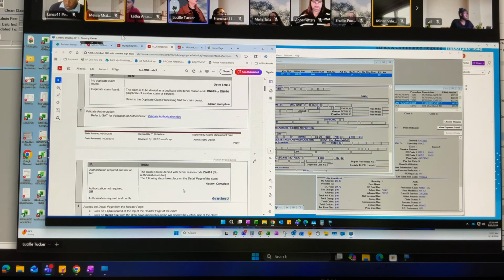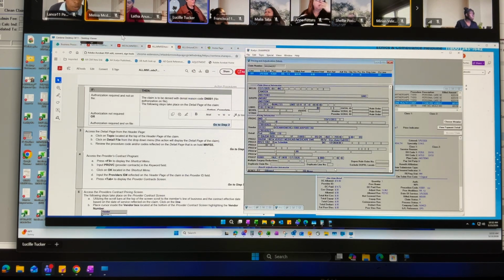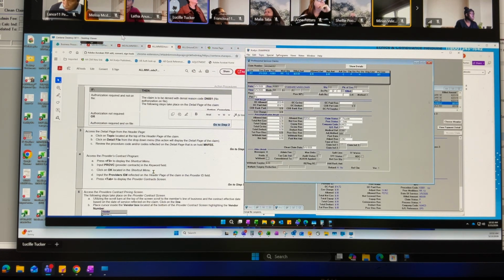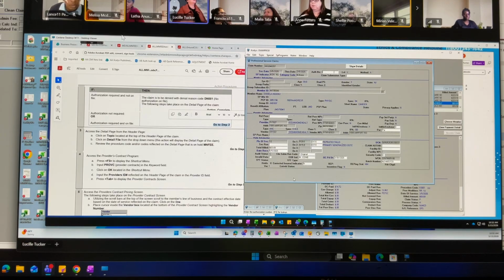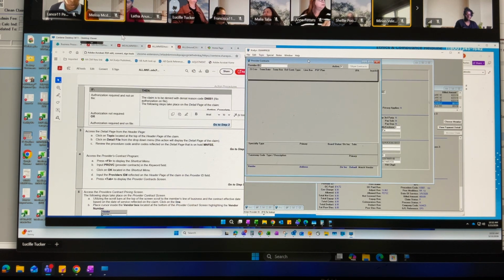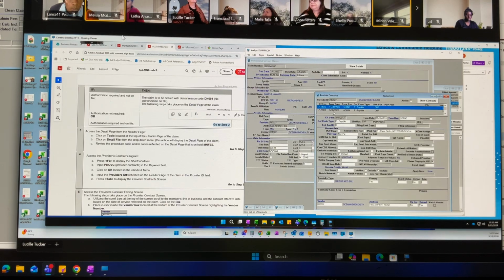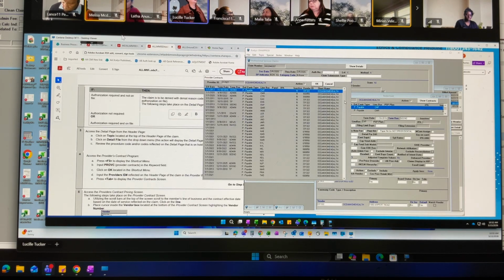I'm going to go to step 3, where it wants me to go to the detail page. And then it also wants me to open the provider's contract. Actually, I need to go back to the header to get the contract information. So here I'm opening the PROVC. Going to pick my JND line of business.